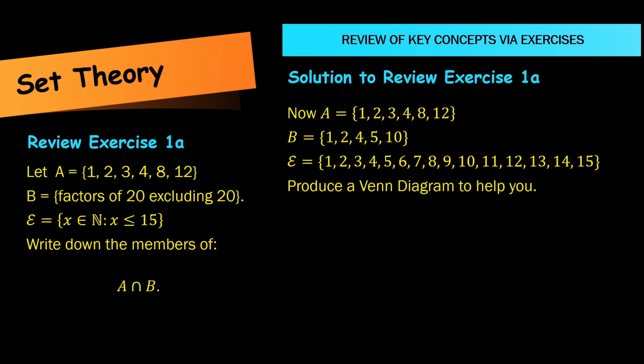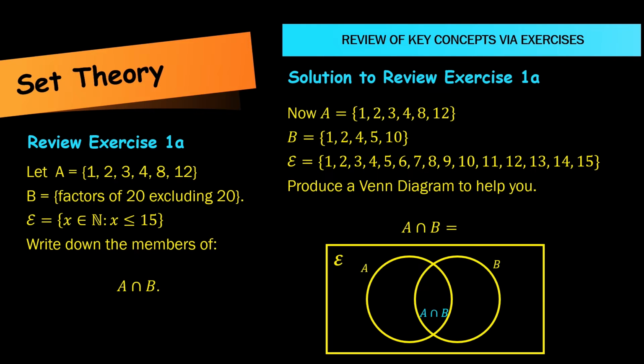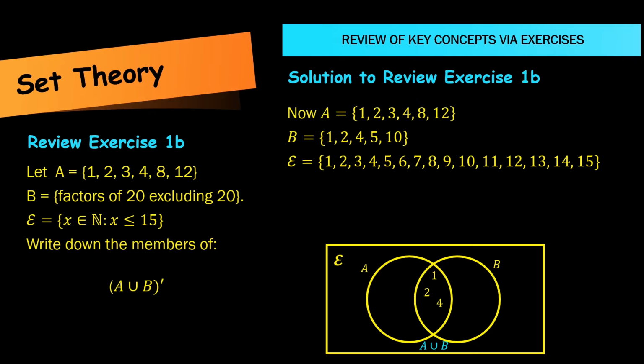Let's begin by producing a Venn diagram to help us. So let's start with what's common to both sets, A and B. The number 1, the number 2, and the number 4. Nothing else seems to be common. And now for exercise 1B. We're required to find A union B complement, which means everything not in A or B.